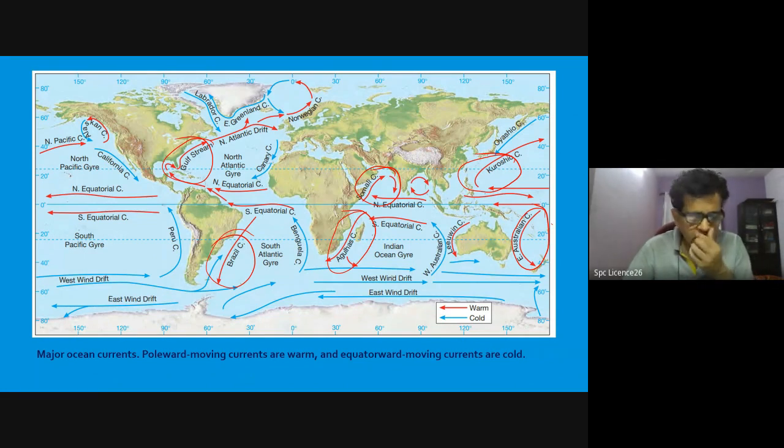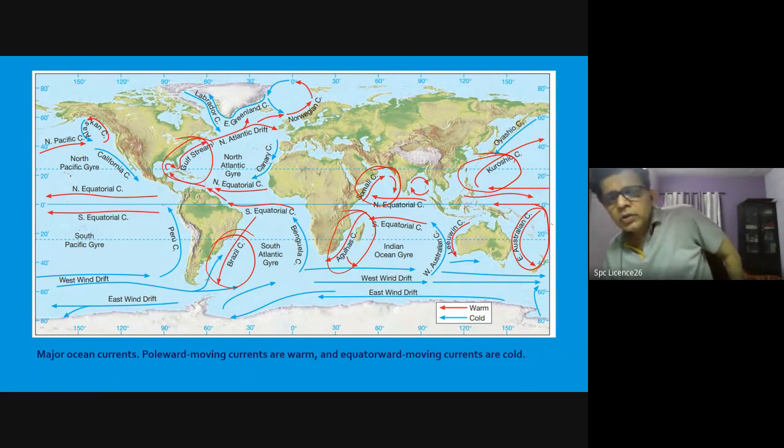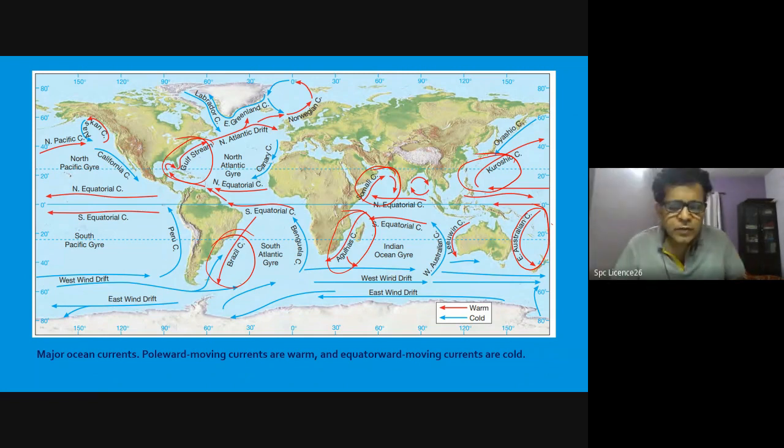So now you don't have to learn by heart these ocean currents and which of them is warm and which of them is cold. Of course, learning them by heart is not a part of your syllabus, but even if you wish to, you don't have to. There is a definite logic as to which one is going to be warm and which one is going to be cold.